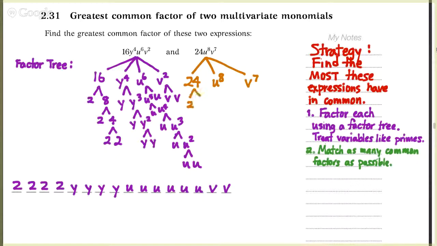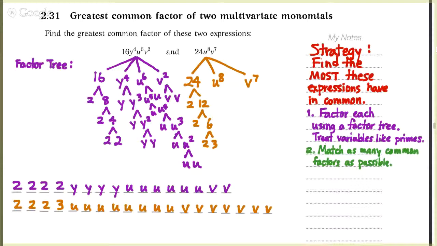If we do the same process to the second expression, we'll factor 24 as 2 times 12. 12 is 2 times 6. 6 is 2 times 3. And since 2 and 3 are both prime, we can't factor that any further. Likewise, the u to the eighth and the v to the seventh, we can split those apart into their constituent u's and v's. So if we write out the prime factorization of our second expression in all of its gory detail, we'll get 2 times 2 times 2 times 3 times then 8 factors of u times 7 factors of v.